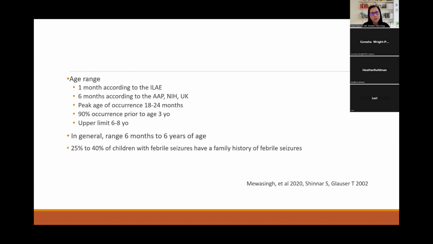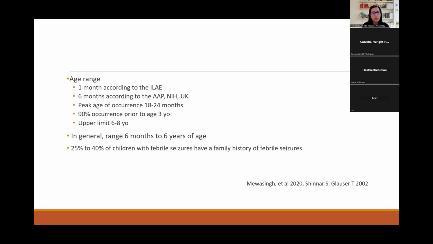The age range is interesting because most of the research and organizations agree on the definition, but with the age range there's some discrepancy. The International League Against Epilepsy in 1993 defined that febrile seizures can occur as young as 1 month of age, whereas the American Academy of Pediatrics, the NIH, and the UK groups define febrile seizures at the onset of 6 months of age. We do see about 10% of febrile seizures occur before 6 months of age.